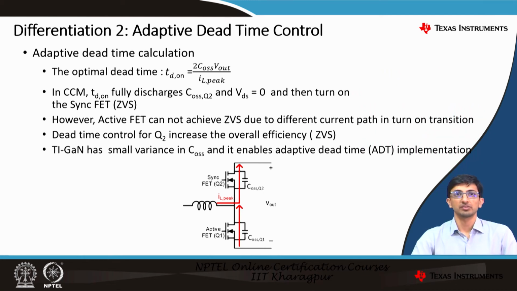Coming to the next differentiation, that is the adaptive dead time control. In normal FET conditions, if you have a fixed dead time, then there are chances that you have a spike in current, a spike in the IL peak.